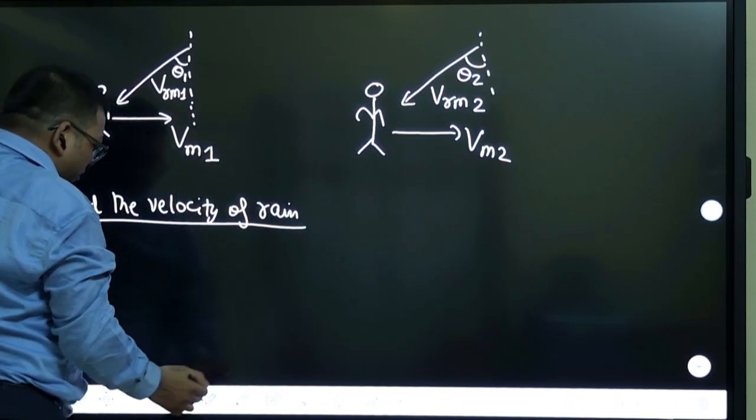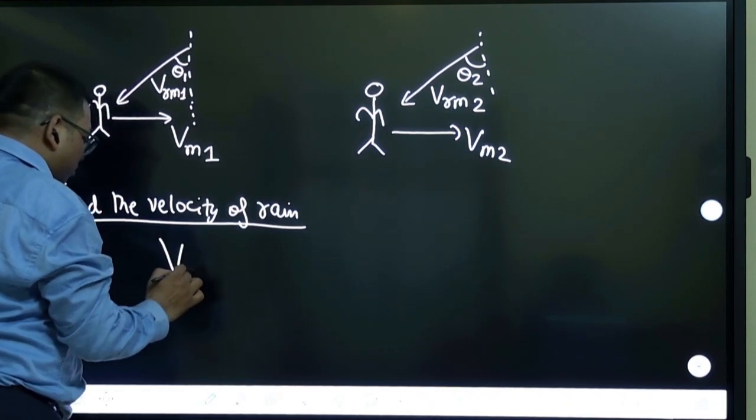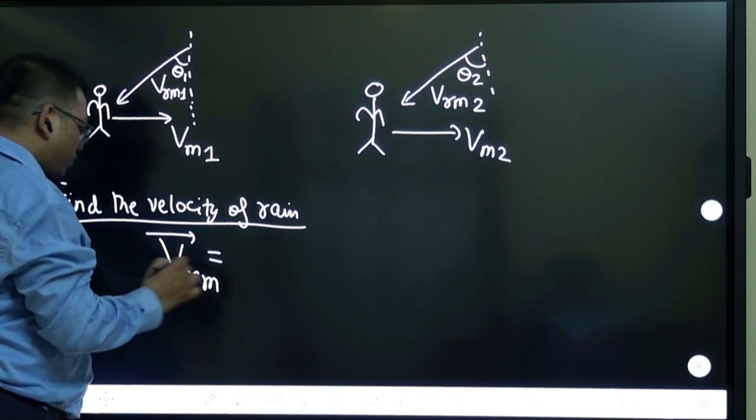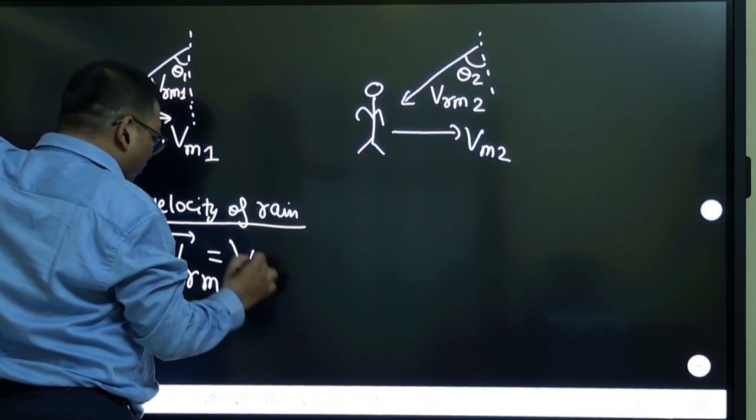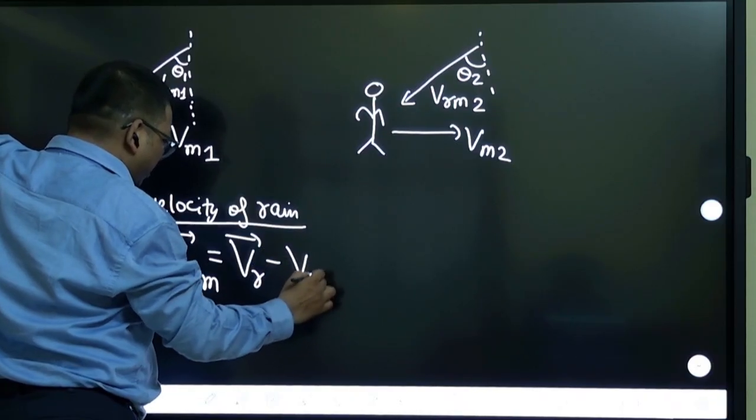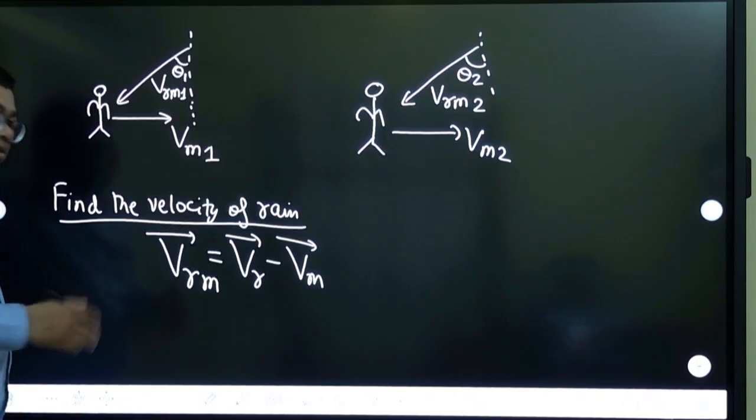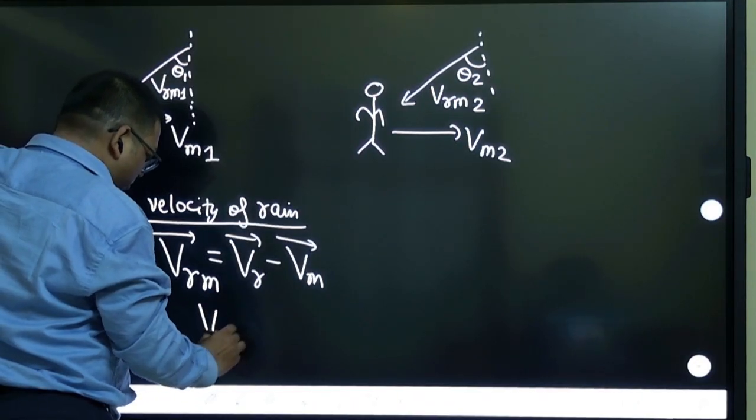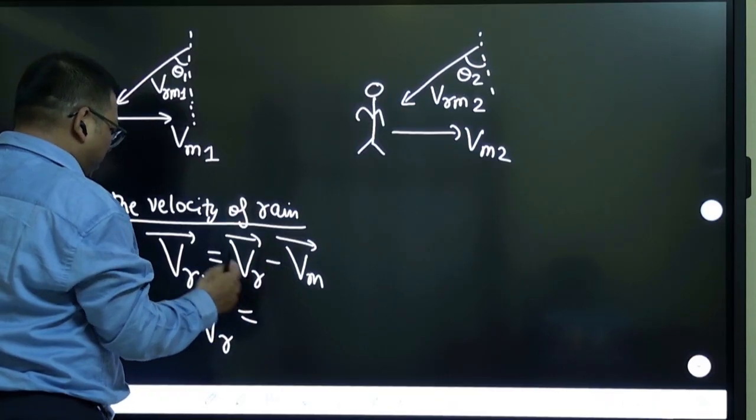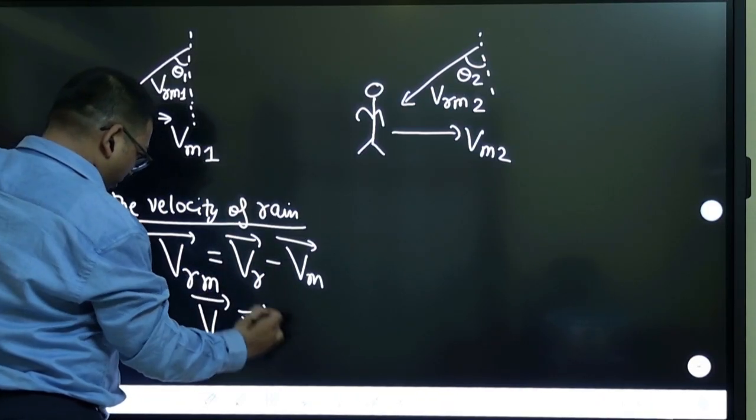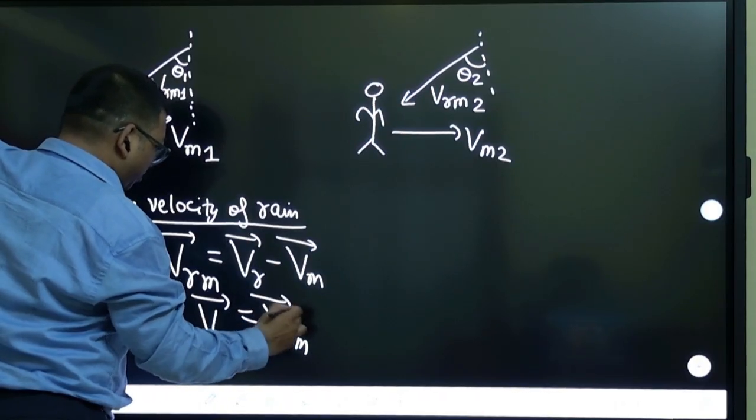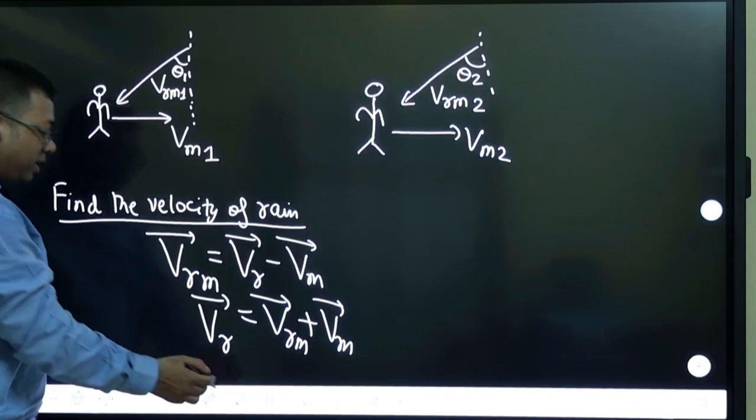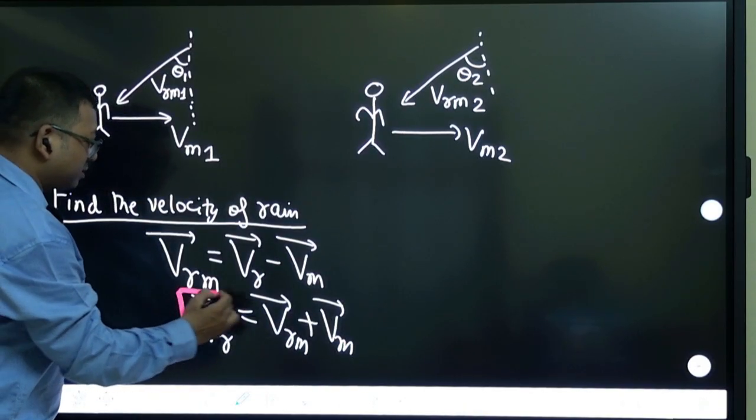First we need to write one important formula. Tell me, what is the velocity of rain with respect to man? I am writing the vector. Velocity of rain with respect to man is velocity of rain minus velocity of man. So velocity of rain will be velocity of rain with respect to man plus velocity of man. That means you have to add these two, and when you add them, you will get this.